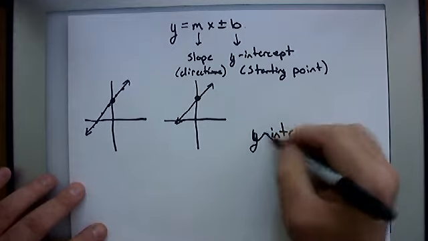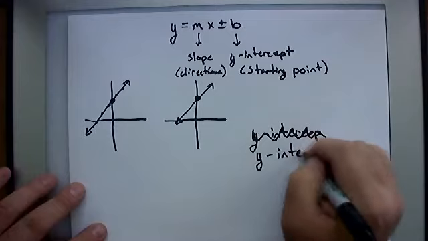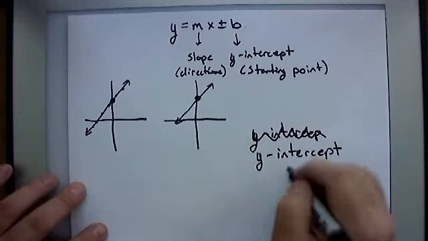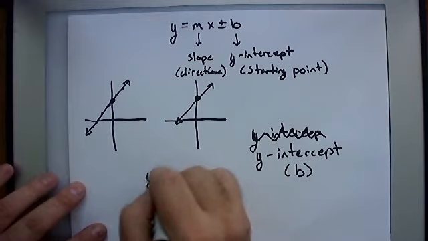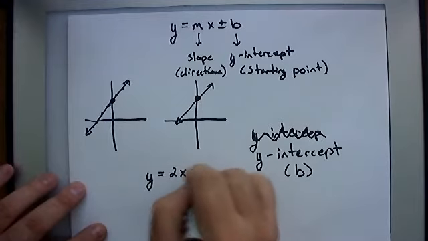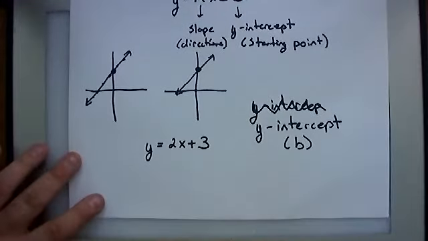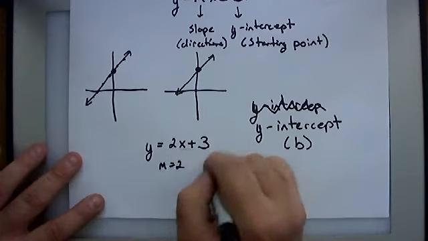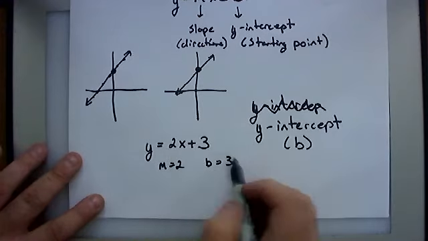Y-intercept. So again, this is the b, okay? And it is the starting point of the graph. So let's say we had something like y equals 2x plus 3, which I think was one of the early examples we just did a minute ago in terms of identification. The m is 2, right? And the b is 3. The slope is 2, and the y-intercept is 3.